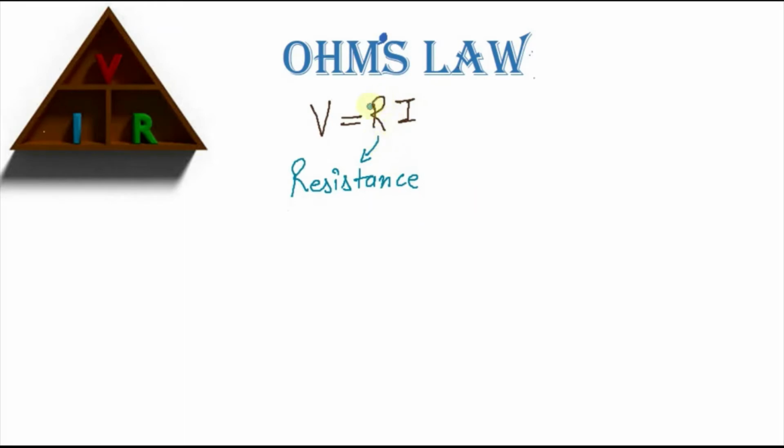R is an obstruction or hindrance. If any hindrance is made against current, or if we need to increase or decrease the current, we have to increase or decrease resistance accordingly.